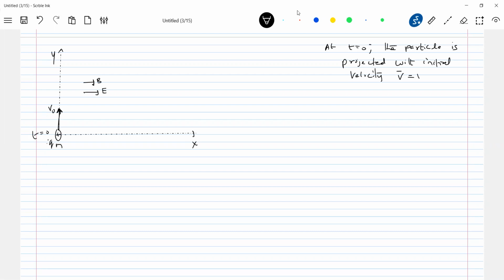With initial velocity v bar equal to v naught j cap, in the presence of E bar equal to E naught i cap and B bar equal to B naught i cap. Find the possible trajectory. Okay, now I'm bringing some electric field vector also, and we know the particle will experience electrostatic force.